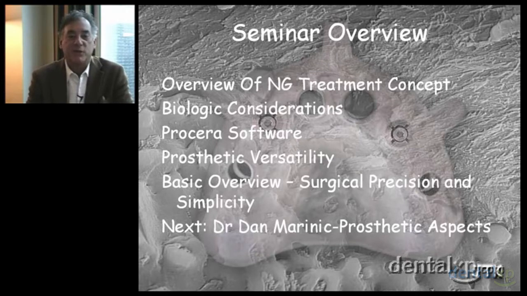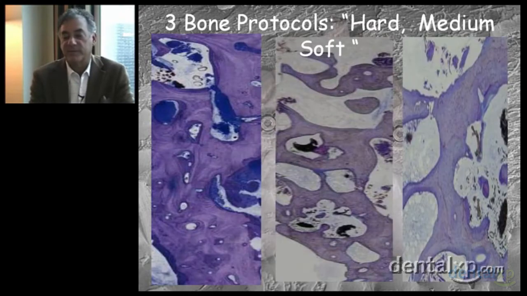Oftentimes we're asked, does a patient have to get one type of prosthesis? And the answer to that is absolutely not. We have true prosthetic versatility. We can take the patient's denture that they present with and just do a reline or modification of that. We could do an acrylic provisional restoration, or we can go to a restoration called a Procera implant bridge that incorporates a titanium framework that will allow the clinician to go to a final prosthesis the same day as the surgery. So this is truly exciting, and we'll review some of the basic surgical and prosthetic steps for the case.